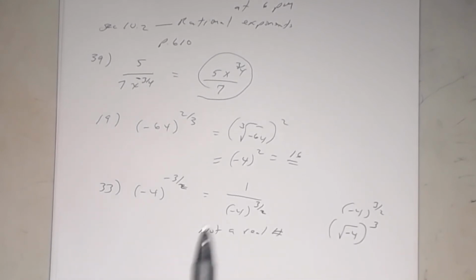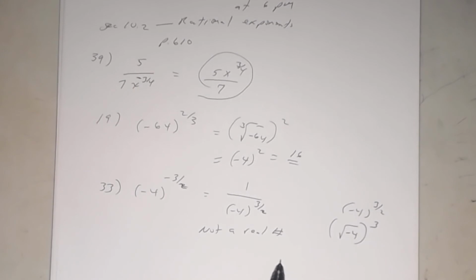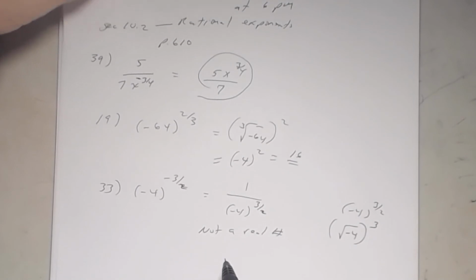Because a real number times itself is either positive or 0. 4 times 4 is positive. Negative 6.2 times negative 6.2 is positive. 0 times 0 is 0. Is it ever negative? No. So that's where, in a little while, we're going to start talking about imaginary numbers. But in this section, you would say not a real number.